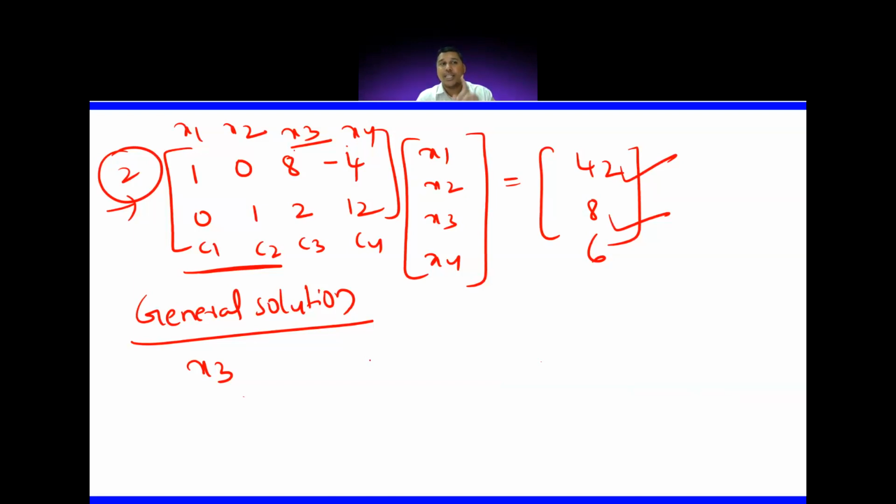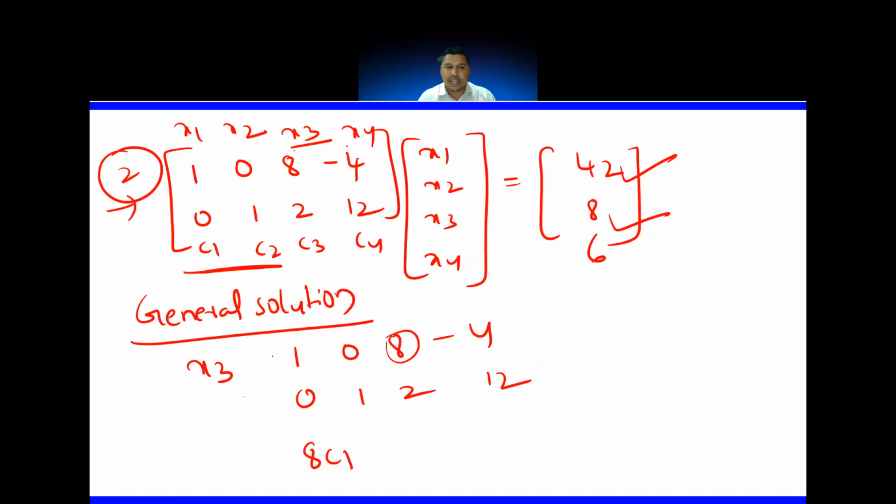How can I make it 0? Using x1, x2 and x4. Understood, right? You apply some column transformations and make the x3 column 0. The best way is to use x1, x2, because it's an identity matrix. Using x1, x2 you can easily do it. How? You see, this is my matrix: 1, 0, 8, minus 4, 0, 1, 2, 12. I want to make this element 0.